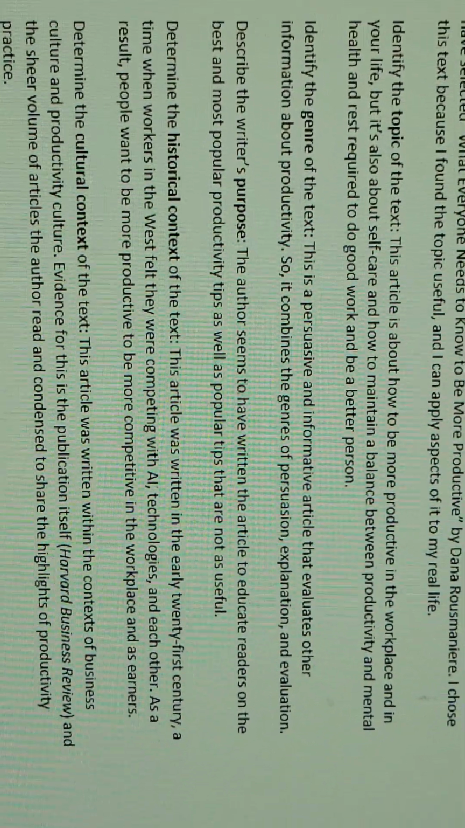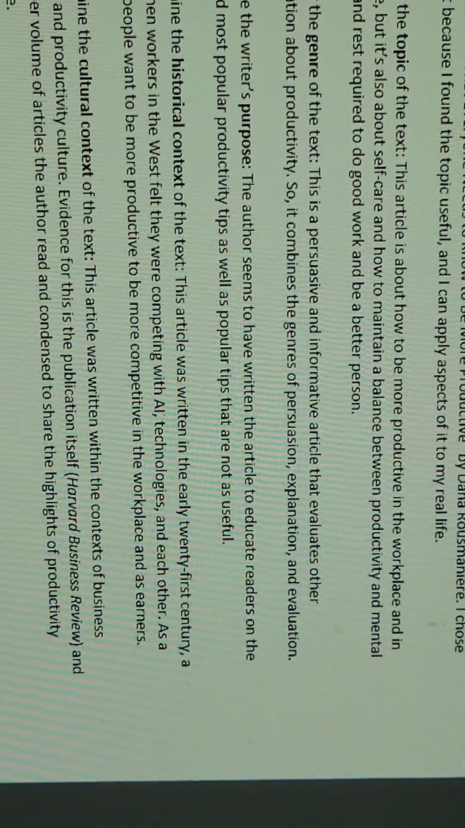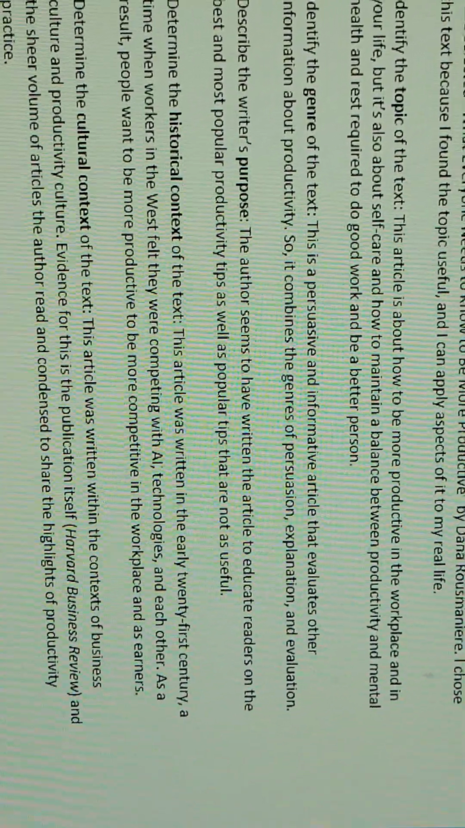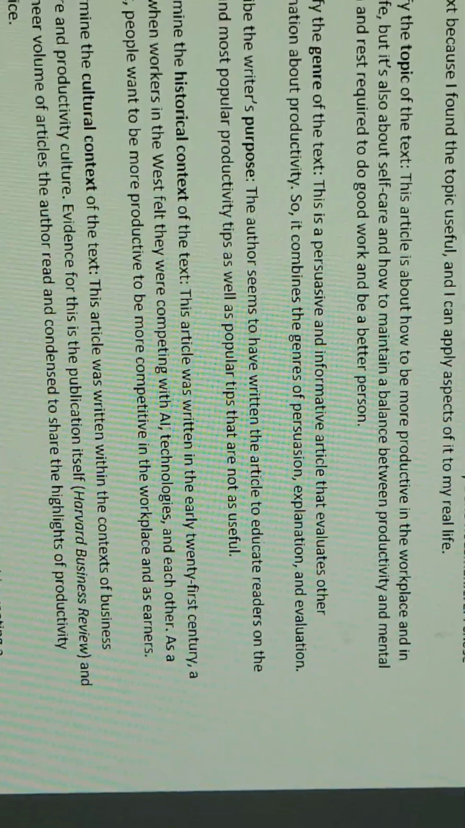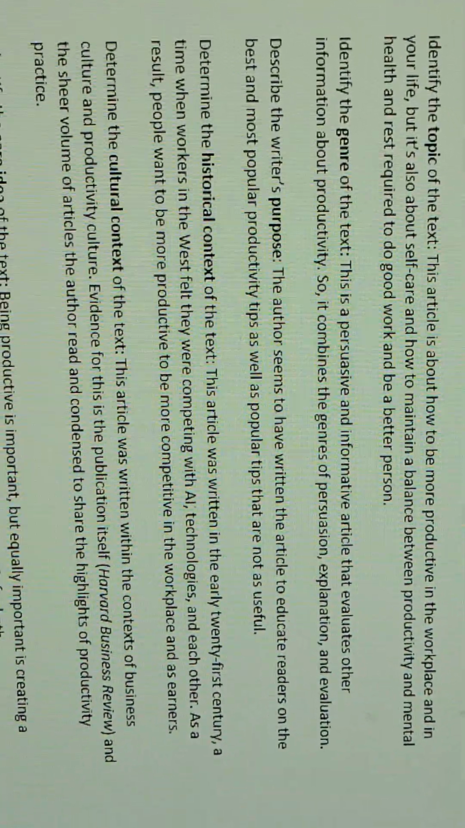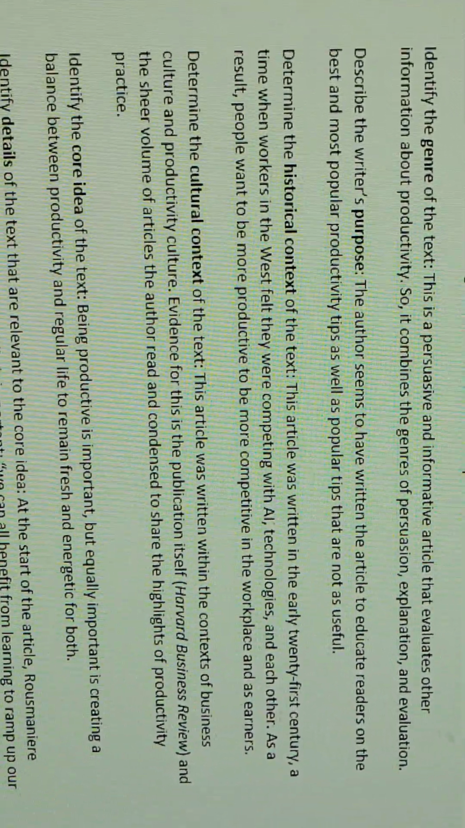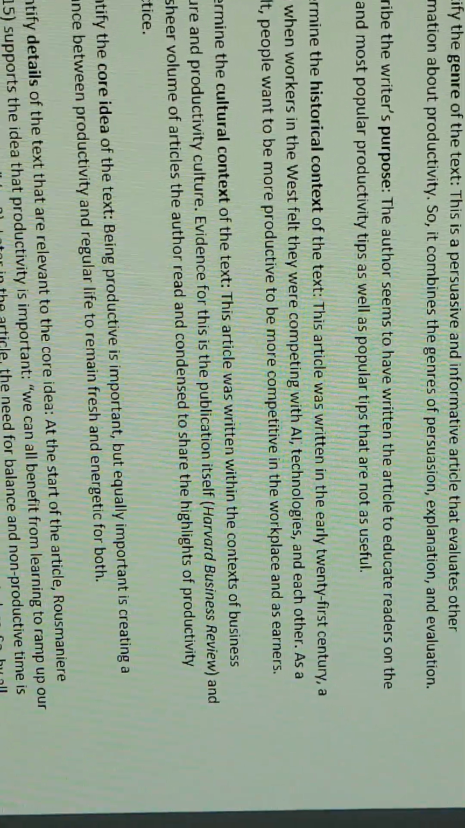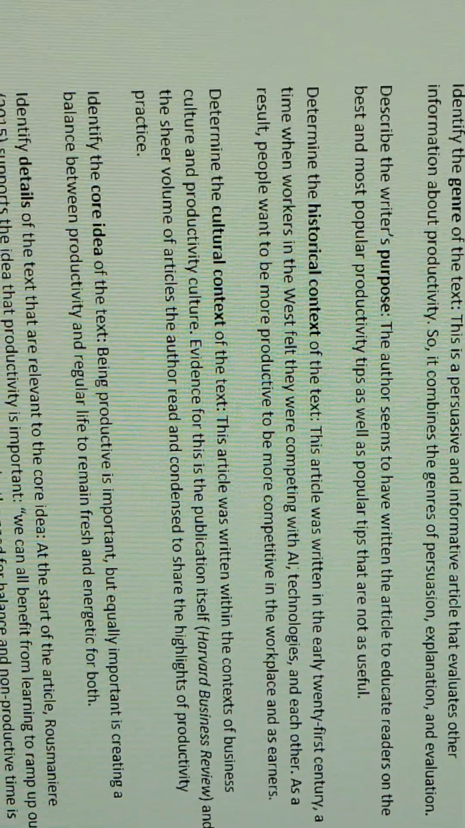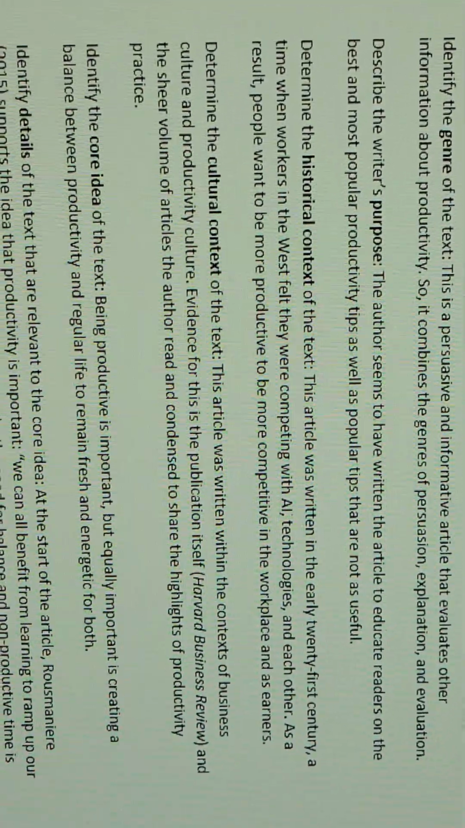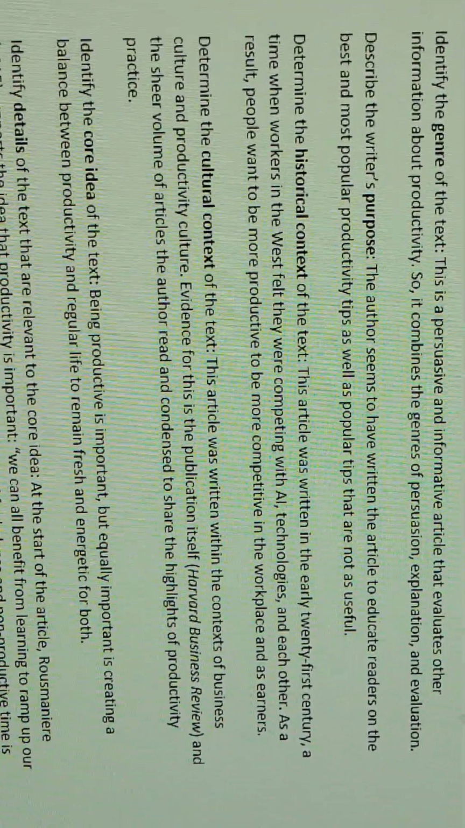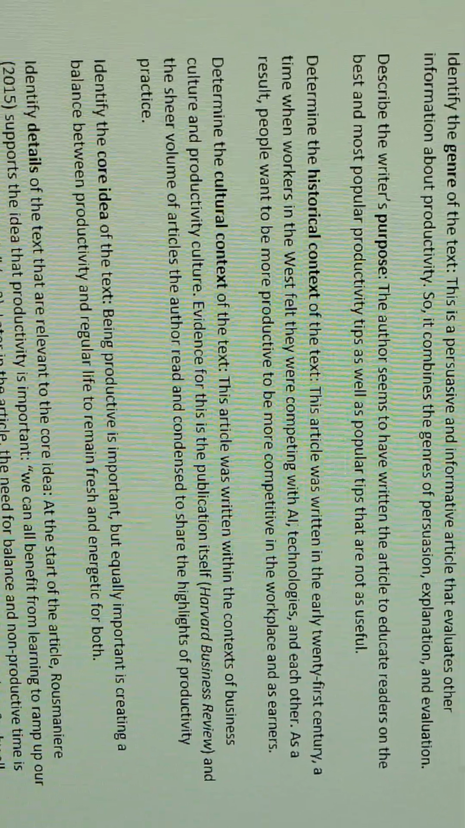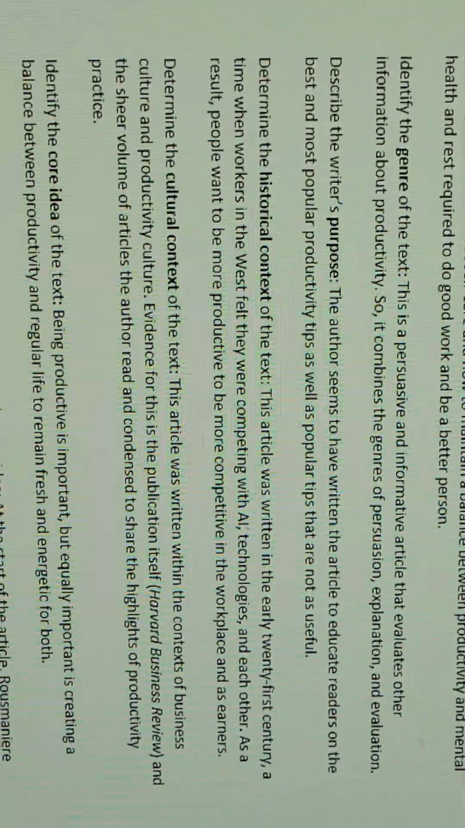Historical context, it says this article was written in the early 21st century, a time when workers in the West felt they were competing with AI technologies and each other. So that's an interesting answer. Go ahead and read that example in full. Cultural context, it says this article is written within the context of business culture and productivity culture. And it gives an interesting and full answer there, which I kind of expect you to give us too. About 2, maybe 3 sentences for each one of these, especially the bigger ones.